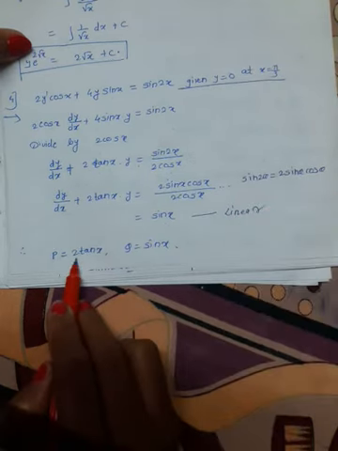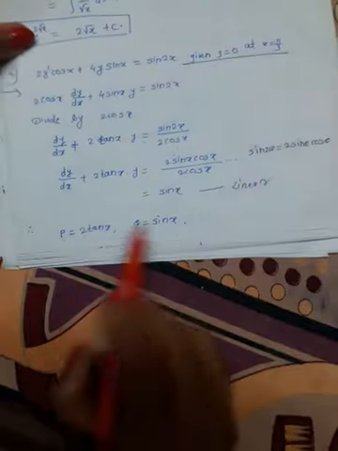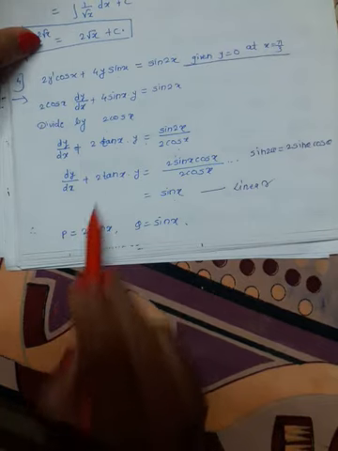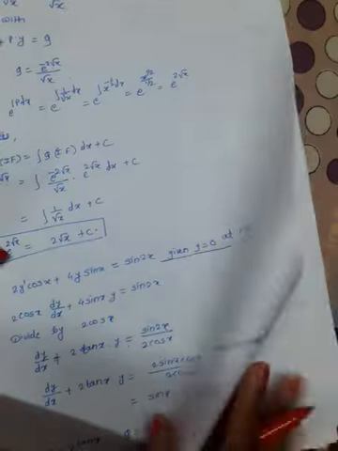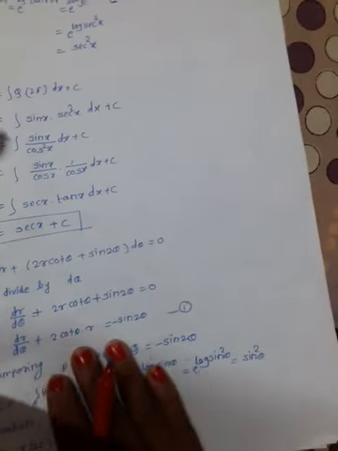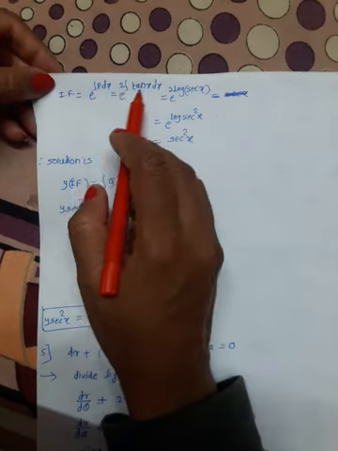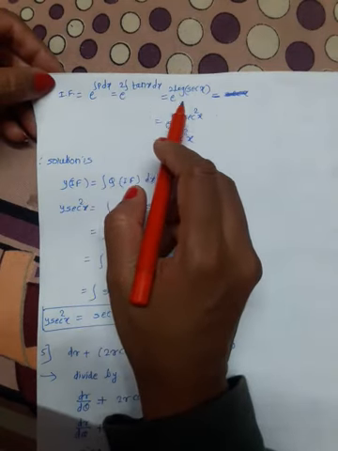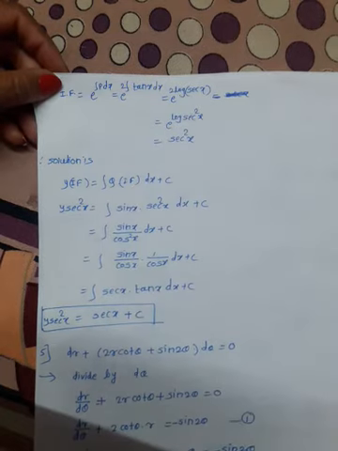By comparing this equation, write down this equation in every example, p is equal to the coefficient of y, that is 2 tan x, and q is the RHS, sin x. Now we have to find the integrating factor. Integrating factor is e raised to integral p dx. Put the value of p, that is 2 tan x, and the integration of tan x is log of this.